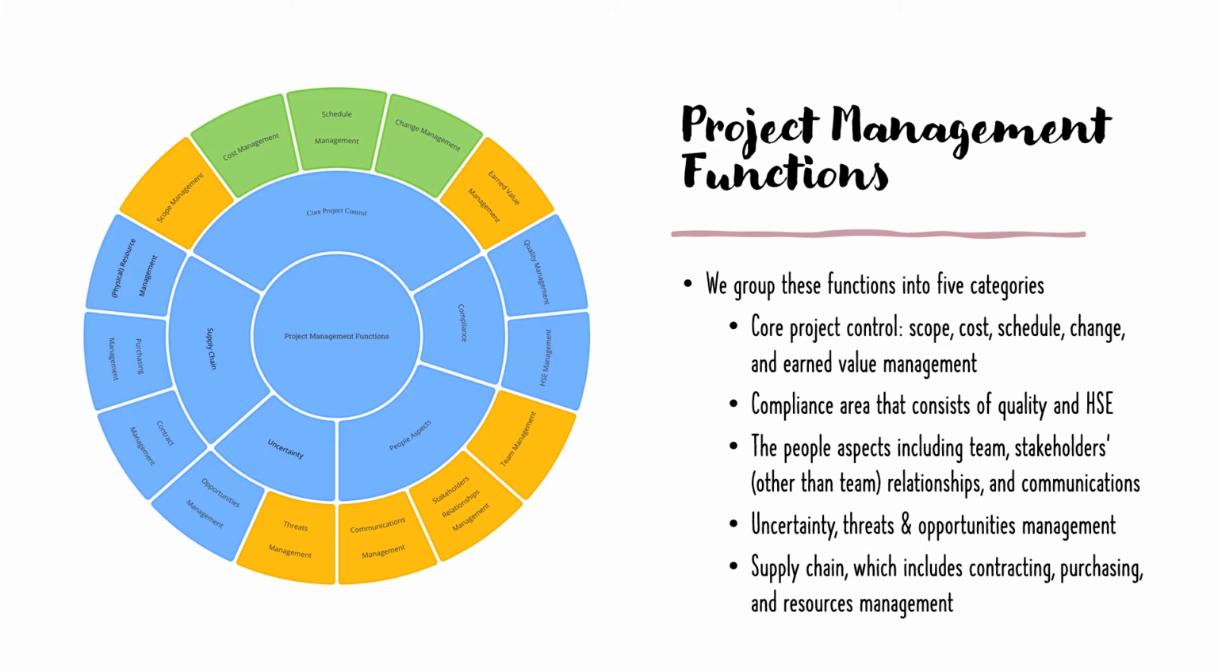Then we have the people aspect, or maybe we need to have a better name for this, and that includes team management. It's actually the people who are working on the project, that have a direct role on the project and usually are billable to the project. So we have to manage the team, whether internal or external. We have stakeholder relationship management, and we have communication management.